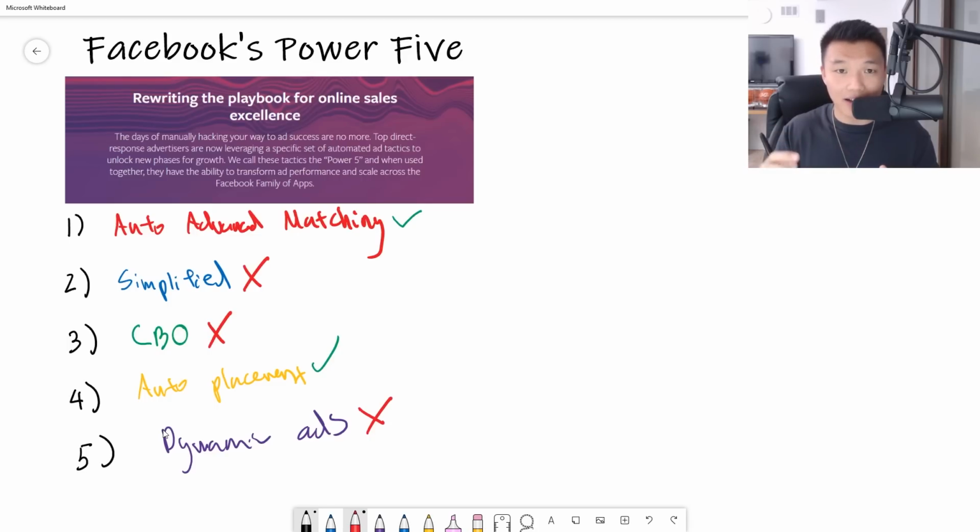And also finally, with the dynamic creatives, I think they're very, very good. Dynamic catalogs are awesome when it comes to retargeting, but not the best with cold traffic. So we're going to take 2 out of the 5 of the power play.